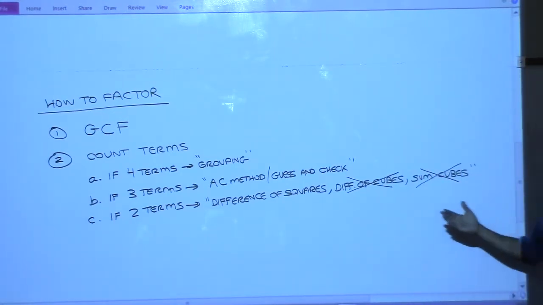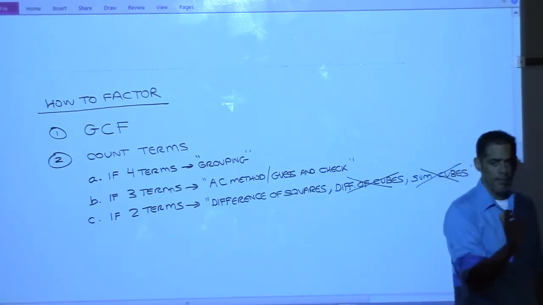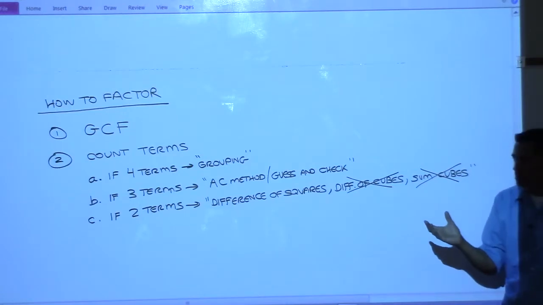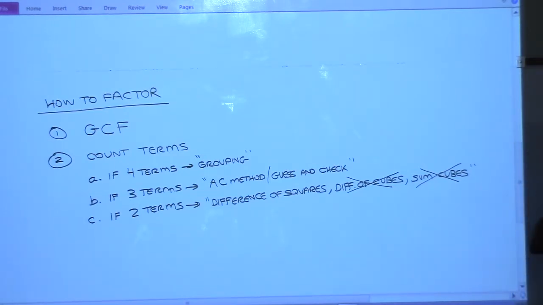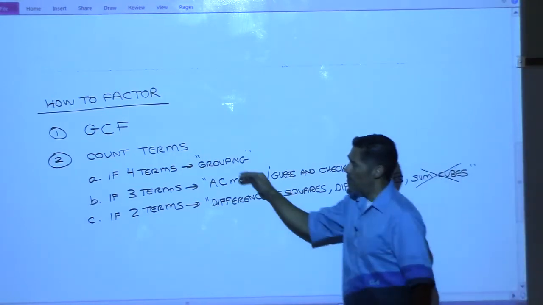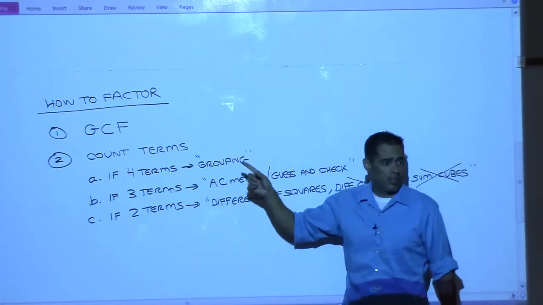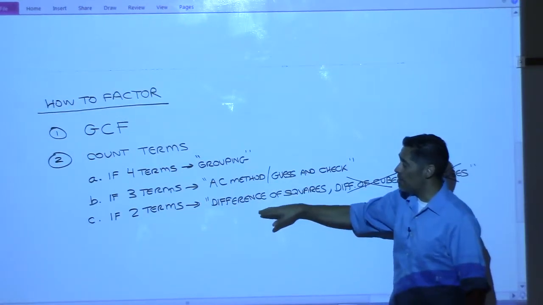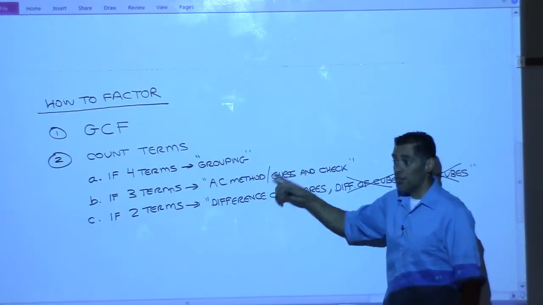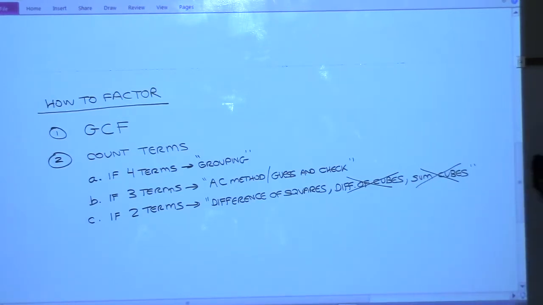Now if there's 1 term, you don't need to factor because a single term is already factored. Anything by itself is already factored. So what we're going to do now is go through some examples. For each one, I'm going to go through these steps. Always pull the GCF, then count the terms. The number of terms I have is going to determine each of these methods. I have not done these, so as we do examples, you'll see what each of these are. So let's begin.